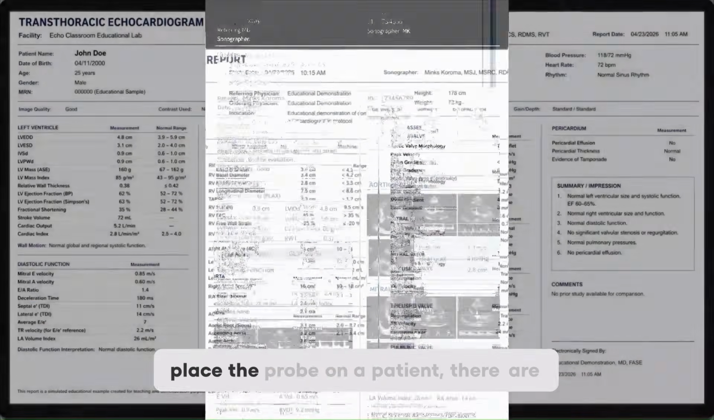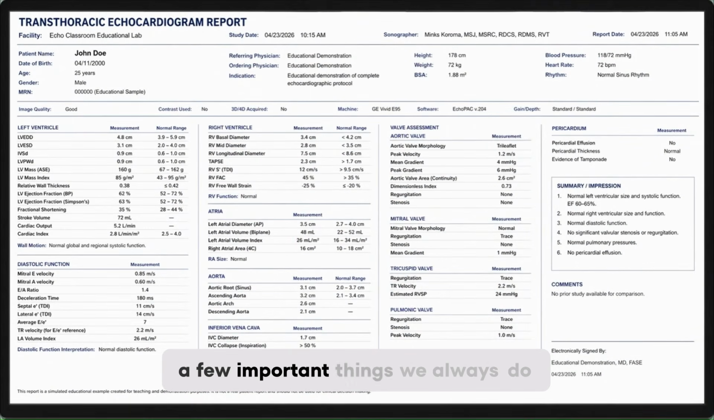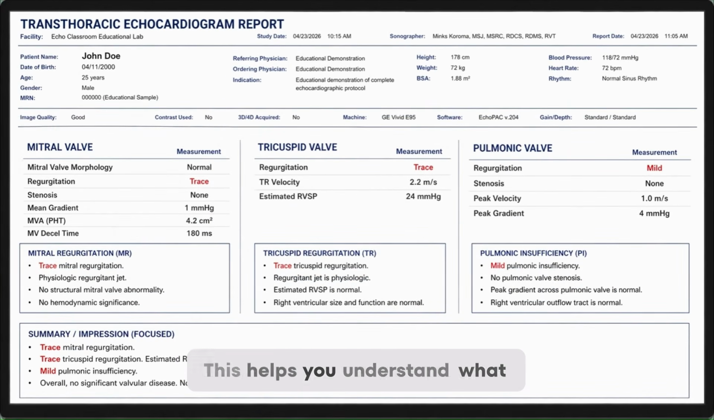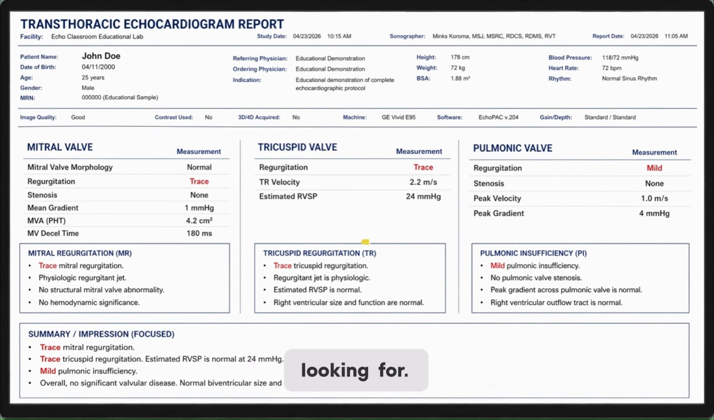Before we even place the probe on a patient, there are a few important things we always do first. The first thing I want you to do is review the previous studies if they exist. This helps you understand what pathology may already be present and what the ordering physician might be looking for.